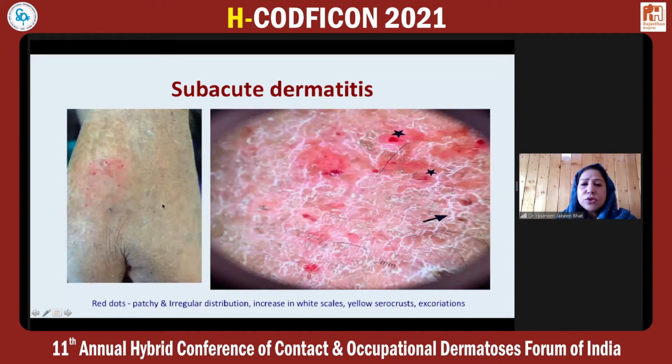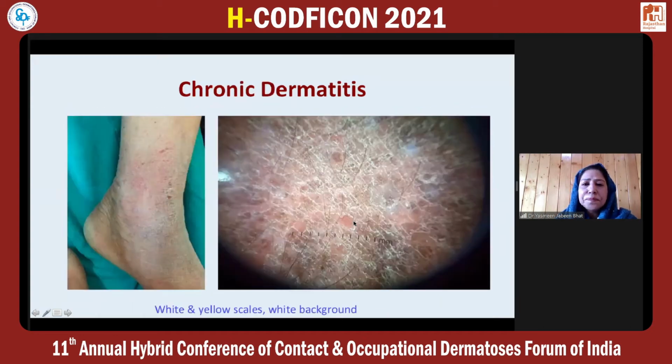Now, compared to the subacute dermatitis, what we see here is again a patchy and irregular distribution of the vessels here and there. But there are more white scales and fewer yellowish globules. Some yellow serous crust can also be seen here and there, and more excoriation marks can be appreciated. Once we move on to chronic dermatitis, we can't appreciate any of the vessels here, no patchy distribution.